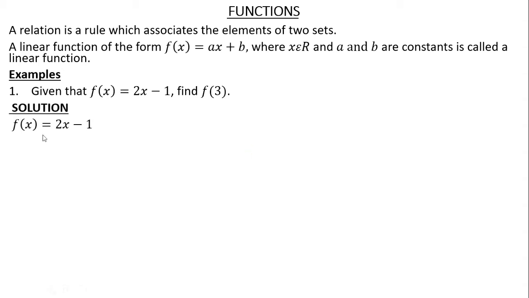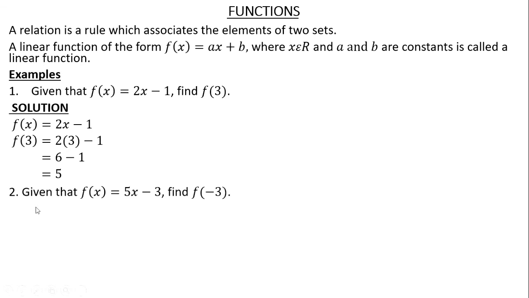So f of x equal to 2x minus 1. F of 3 is equal to, where there's x, replace with 3. 2 times 3 will give us 6. 6 minus 1 will give us 5.